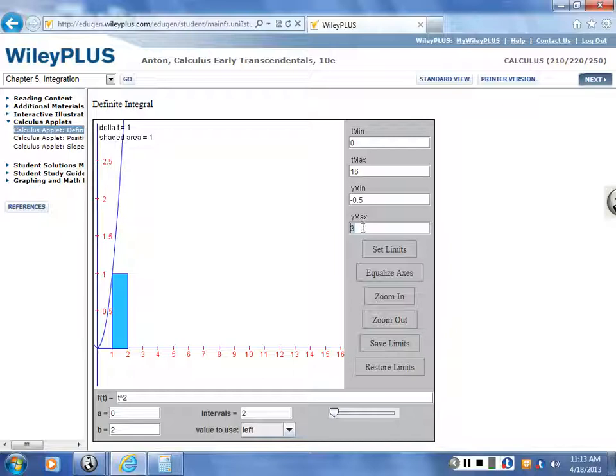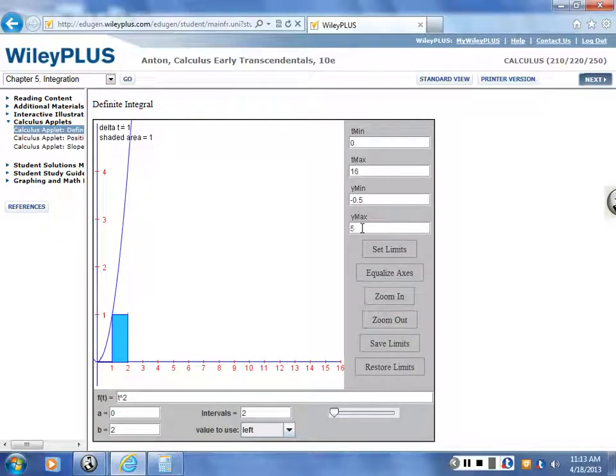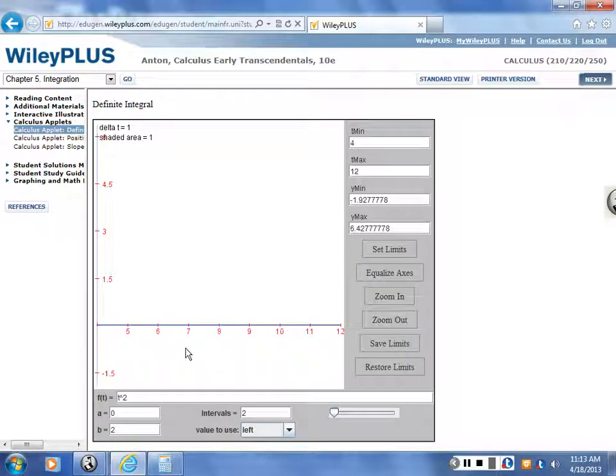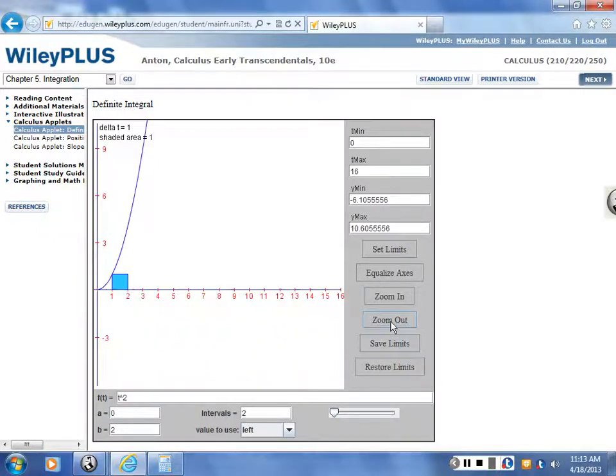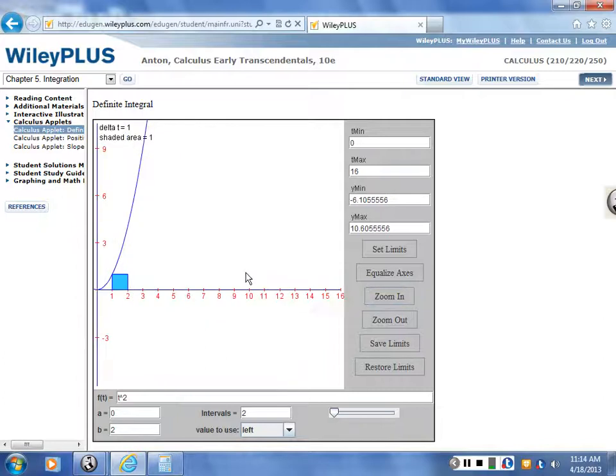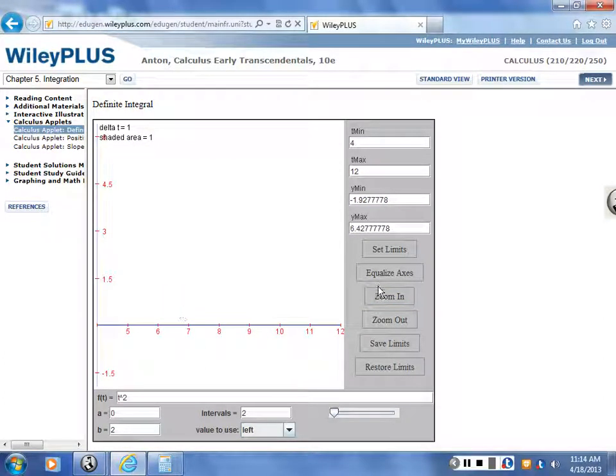X max would be, let's see if I can zoom in a little bit here. Okay, so this is the x squared, right? Let's see if I can move this. Change that x range.